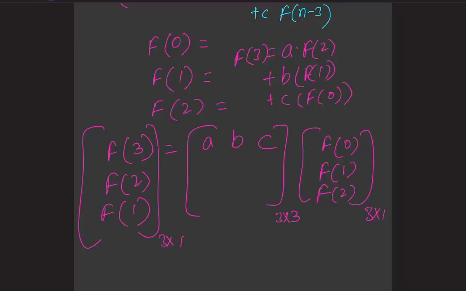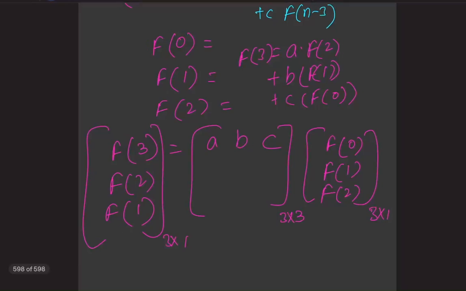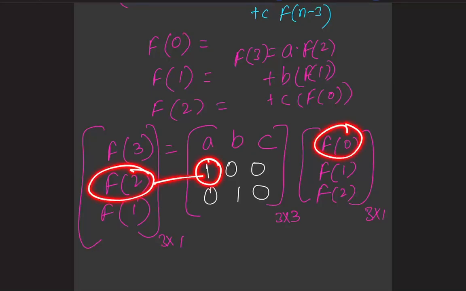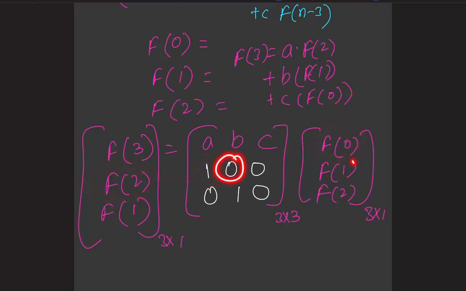To make it 3 cross 3, we have to add some more numbers. Here we will add 100 and 010. Why is that so? Because if you want to know what is f of 2, then f of 2 is 1 times f of 0 plus 0 times f of 1 plus 0 times f of 2.